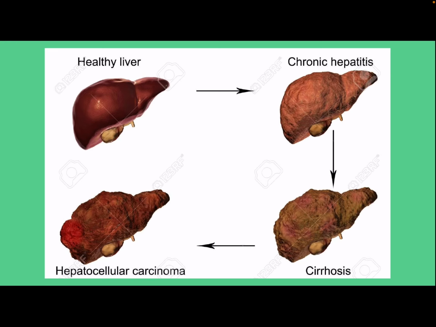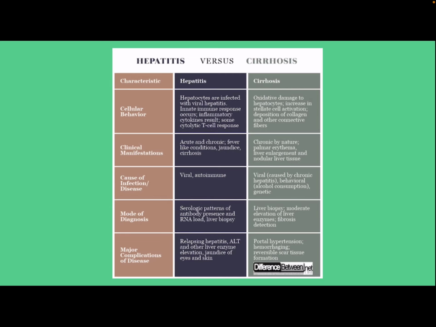This next picture also shows how the liver can progress, starting with a healthy liver, into hepatitis, to cirrhosis, and eventually into liver cancer. This chart is another comparison for hepatitis and cirrhosis. However, it goes into a little bit more of the physiological details with the cellular behavior and different ways for diagnosis and causes.